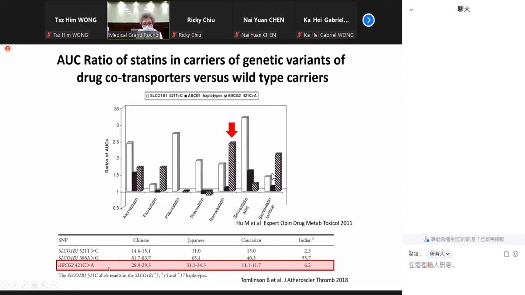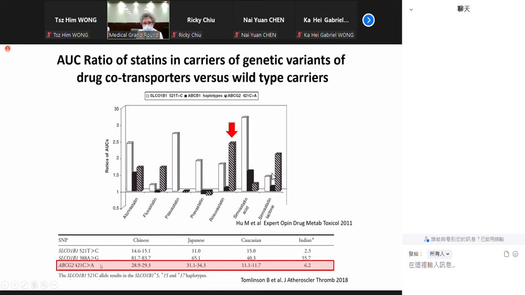The point to make is that there are these inter-ethnic differences in terms of SNP frequency. For this particular one, the ABCG2, which is responsible for the efflux of the drug out of the circulation, you could see that the frequency is actually 3 times higher than in the Caucasian, and that is the reason why. Whereas the SLCO1B1 SNP is actually similar.